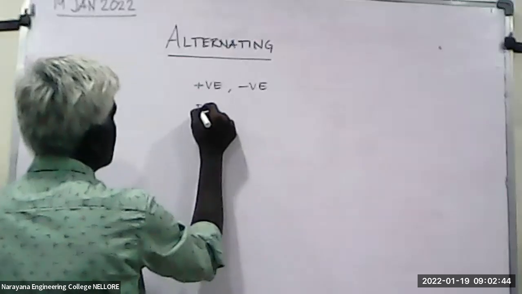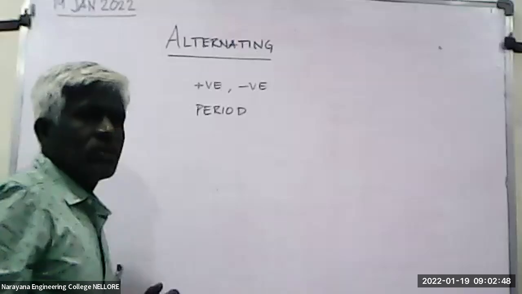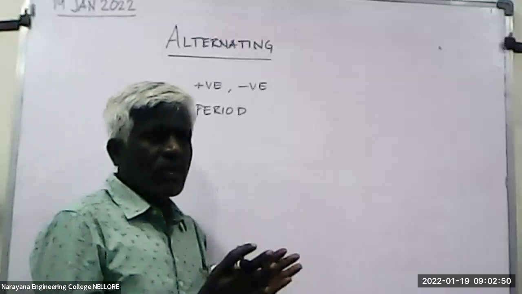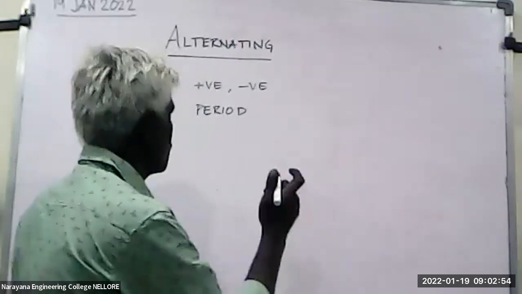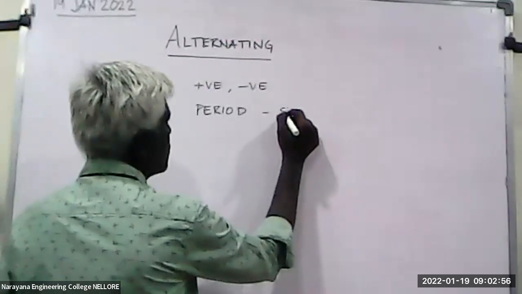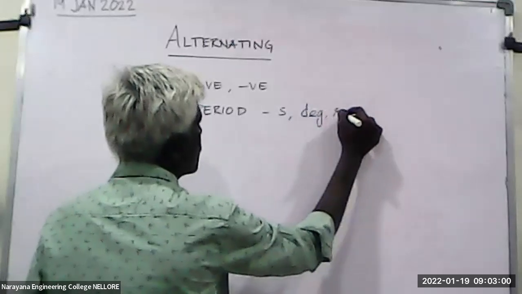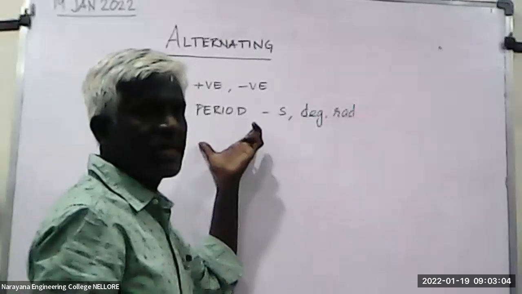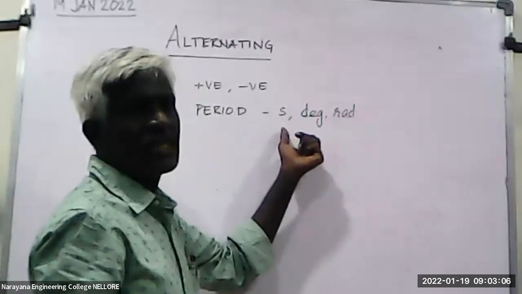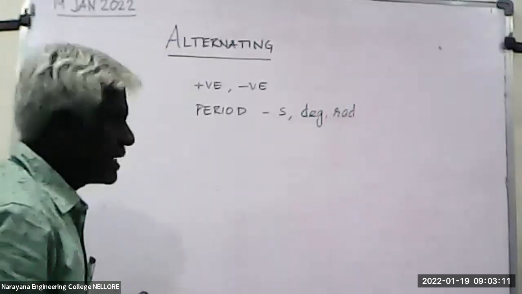It has a period. So the period is the time. It may be measured in time or it may be measured in angles also. Sometimes it may be measured in seconds, or it may be in degrees, or it may be in radians. So though we call it a period, we can be measuring it in degrees also. That we have to understand.